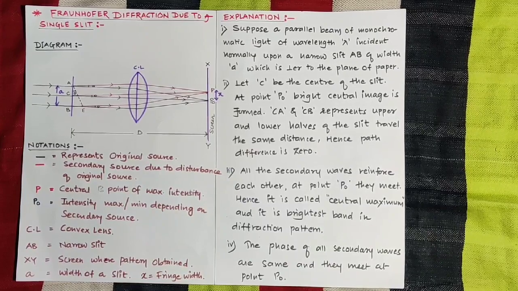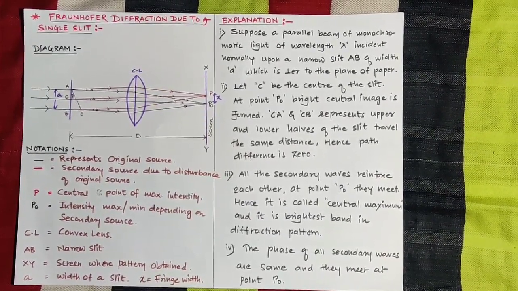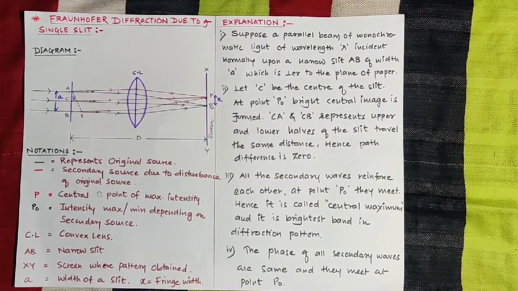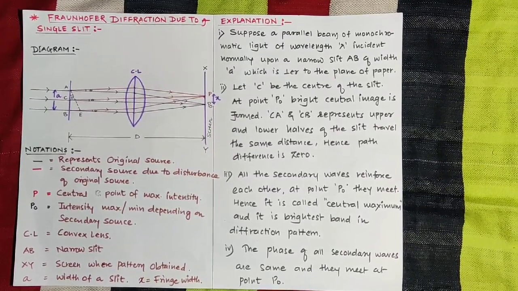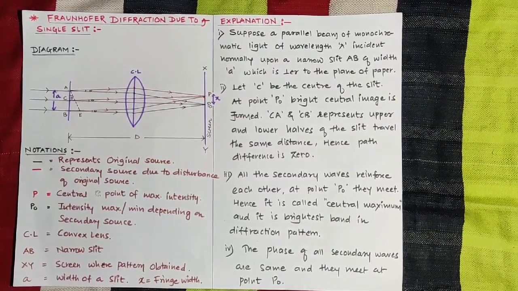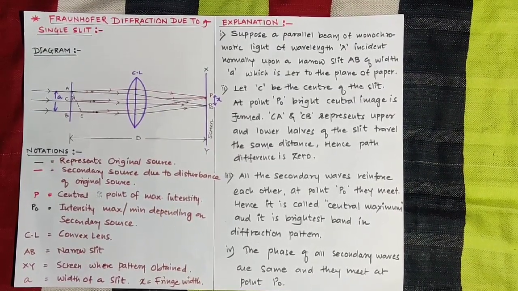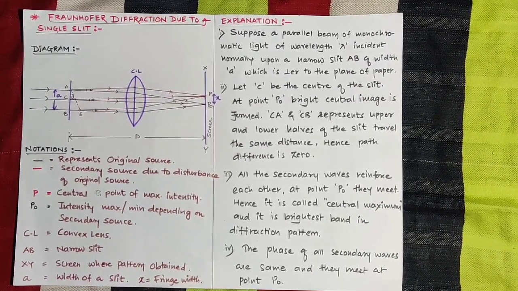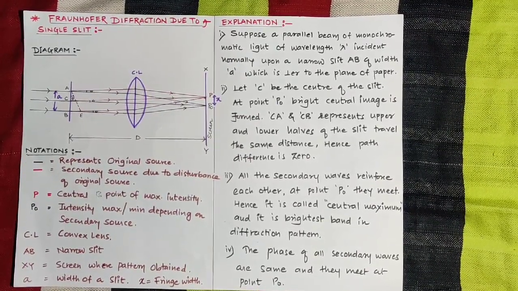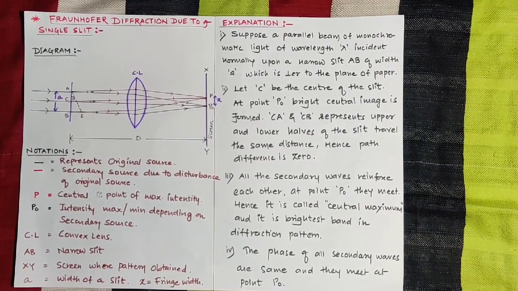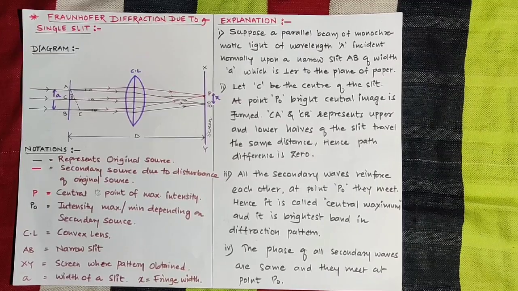Hello students, today we are going to discuss the next important expression for the diffraction of light, that is Fraunhofer diffraction due to a single slit. In the last video we already discussed the types of diffraction. In that we discussed Fraunhofer diffraction, in which the distance between the source of light and the screen on which the diffraction pattern is obtained is effectively at infinite distance from the diffracting system.